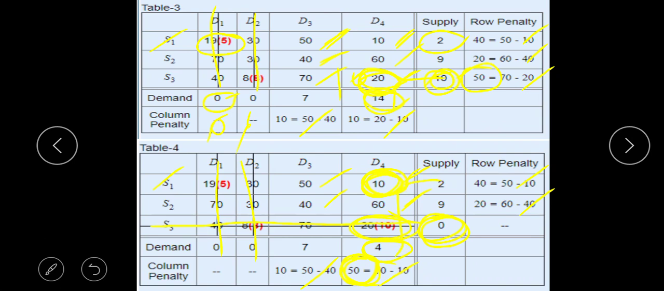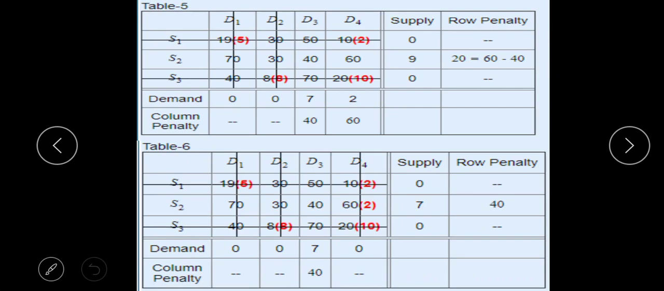How many units can I allocate? 2 units. Now supply becomes 0 and demand becomes 2. You can observe here, supply has become 0 and demand has become 2. Now as the supply has become 0, we cannot allocate more to this row. So this row is crossed off, and S3 is earlier crossed off, D1 earlier crossed off, and D2 earlier crossed off.